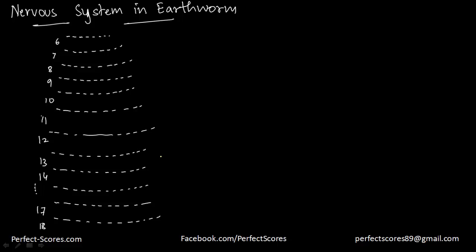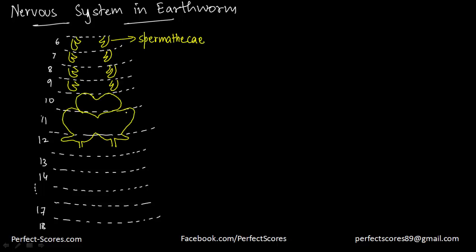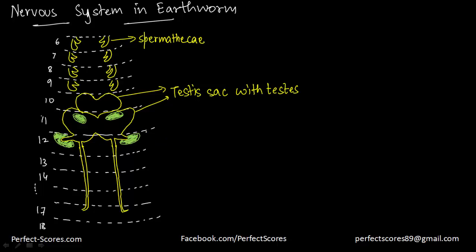So let us suppose these are the segments that I've internally divided, and I'm not drawing all the segments, just segments 6 to 14, and then there's a gap, and segments number 17 and 18. Those are the ones that are most important. So let's go ahead and describe the different organs present in each of these segments. The four pairs that you can see are known as spermathecae. These two structures that I've drawn here are the testes sacs with the testes. These green colored sacs that you can see over here are the seminal vesicles.